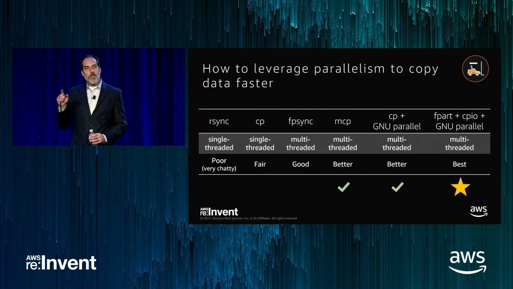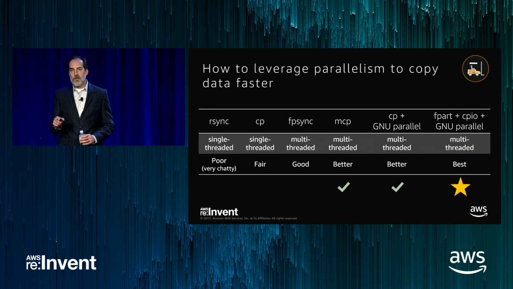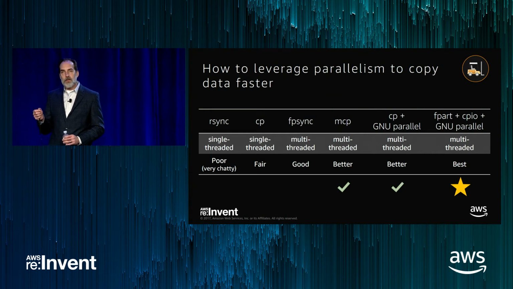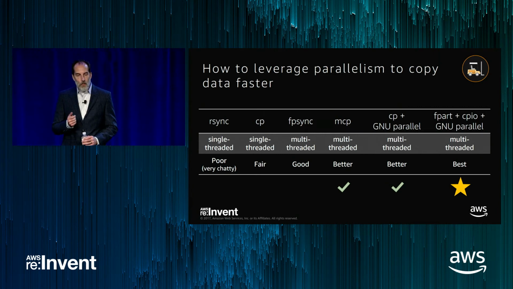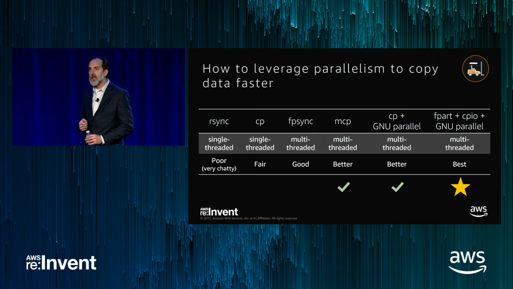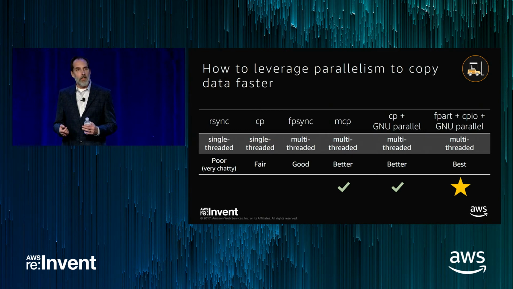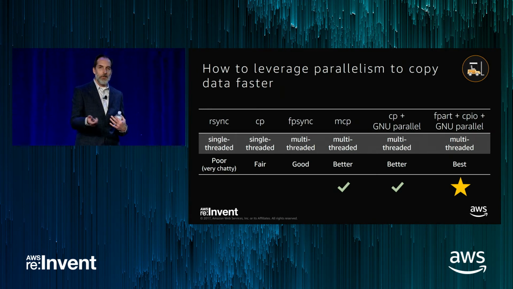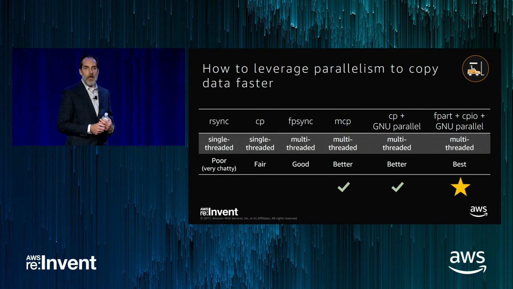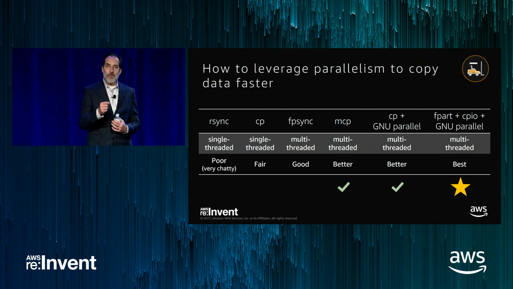It's only when we start looking at multi-threaded tools are we really able to get higher levels of throughput and higher levels of IOPS to EFS. One example is FPSync. FPSync is a tool that's included with an open source utility called FPart. It is a multi-threaded rsync. So if you're familiar with rsync and the commands, you can use FPSync very easily. But you can get much higher throughput using FPSync than you can rsync.